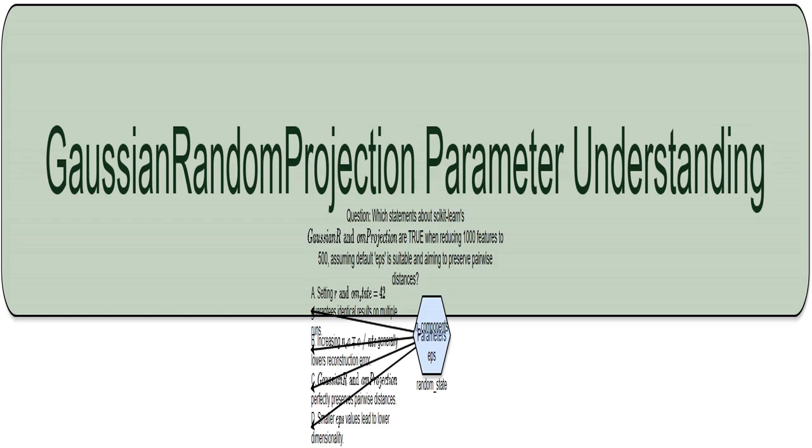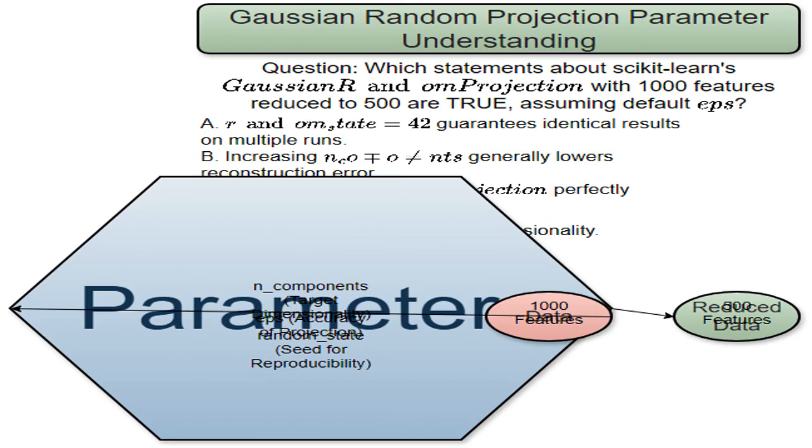Let's break it down. This parameter controls the number of features you want after dimensionality reduction. Think of it like deciding how many pieces you want to break your puzzle into. In this case, you want to reduce from 1000 to 500 features, so your n_components would be 500.